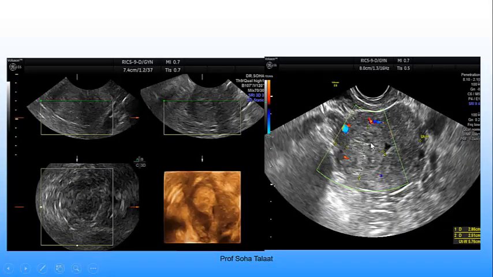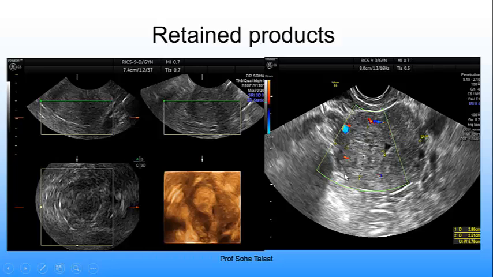Here is a case of retained products of conception. This patient was coming after abortion with this mass protruding inside the cavity. We see here in the 4D image there is an echogenic mass present, and mainly it is a cornual interstitial pregnancy likely, and this is the mass still present after abortion. So this is a case of retained products of conception.